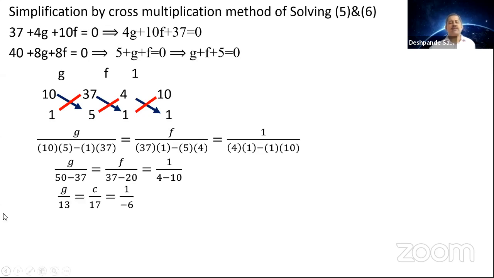So g divided by 13, f divided by 17 is equal to 1 divided by minus 6. So you get the value of g as 13 divided by minus 6. The value of f you get as 17 divided by minus 6. So you can write g is equal to minus 13 by 6 and f is equal to minus 17 by 6. You may find it a little lengthier, but this method is the easiest as compared to the method of elimination. So it is up to you. You can go by any method, but I advise you to go by the method of cross multiplication.